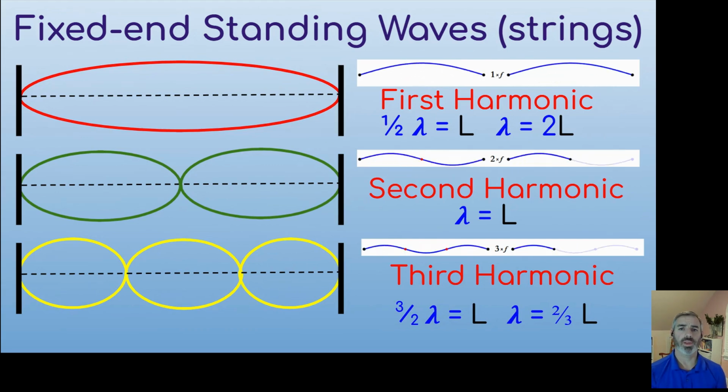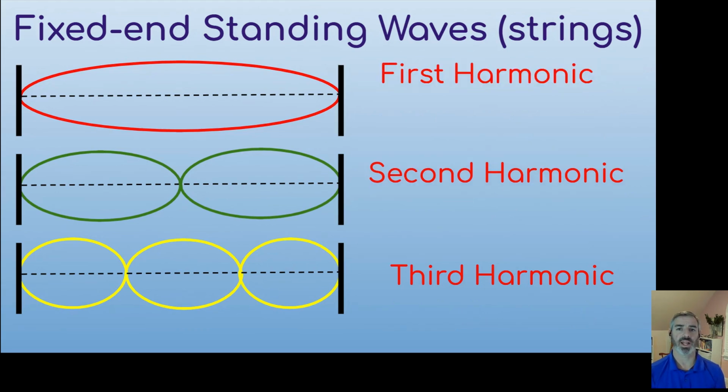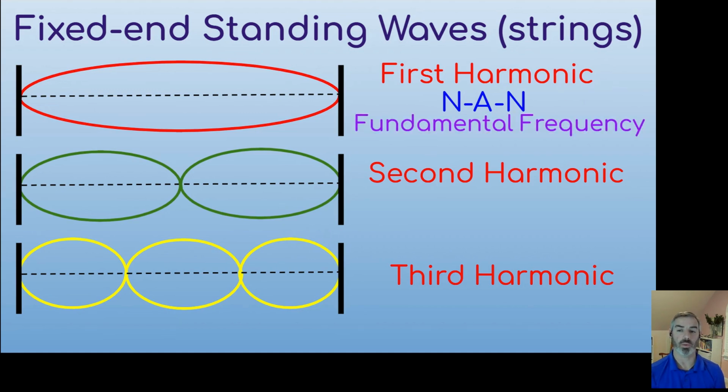So why are they called harmonics, and what makes them first, second, and third? So what we're going to do is we're going to look at the node-antinode pairings. So we can see node antinode to the middle and antinode node from middle to end. That's the smallest number of node antinode pairs that we can have. So that's called the fundamental frequency.